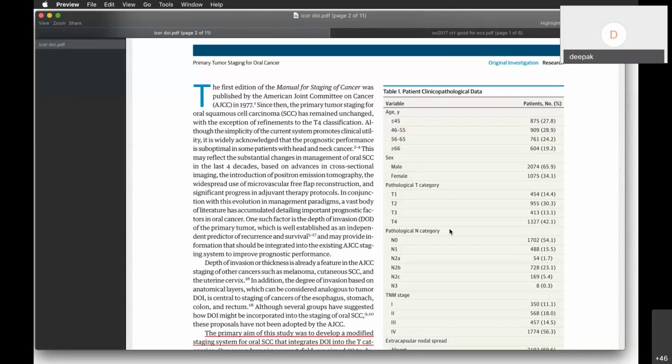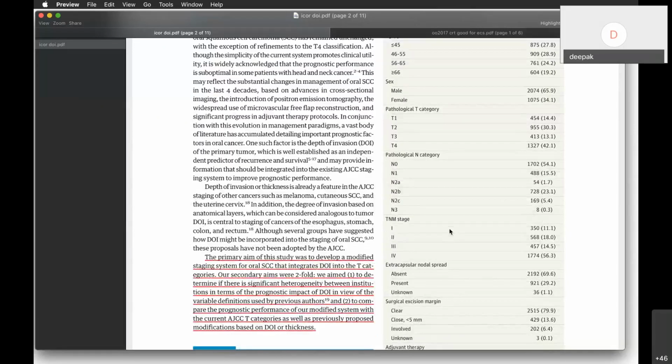that depth of invasion does not feature in AJCC, but it features in other sites like cutaneous malignancies, and they want to find out whether the depth of invasion adds to a prognostic influence or adds to prognostic impact on the patients who have oral squamous cell carcinoma. So that is why the primary aim of the study was to modify the existing AJCC 7 staging, where they could incorporate depth of invasion, which was not there in the AJCC system.